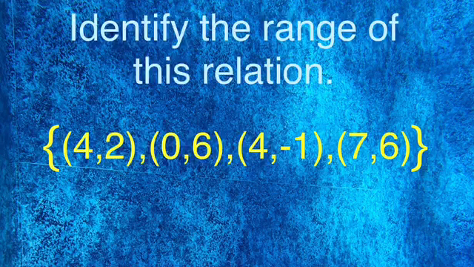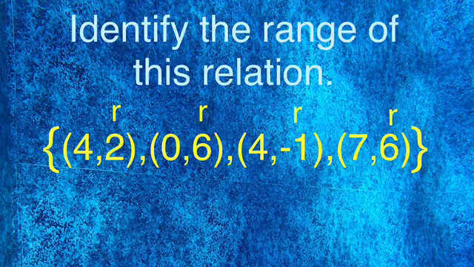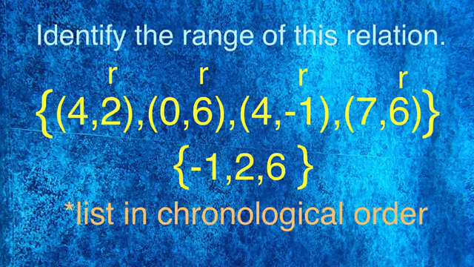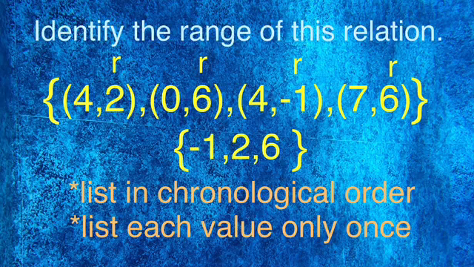Let's identify the range of this relation. Since the range is the same as the Y value or the output, I only need to identify the second value in each ordered pair. The range of this relation is -1, 2, and 6. There are 2 things I want you to notice. The first one, again, is that I listed the numbers in the set from least to greatest. The second thing is that even though I have a 6 in the range that's repeated, I only listed it once when I listed my set for the range. So when listing the domain and range, you list them from least to greatest, and you only list each value once.